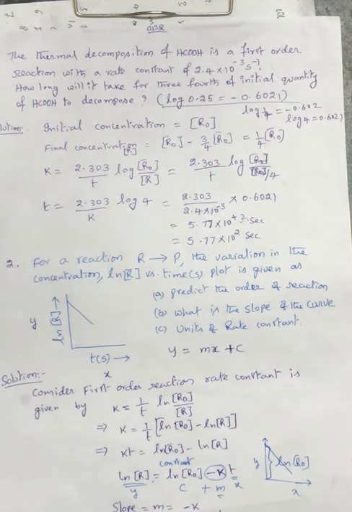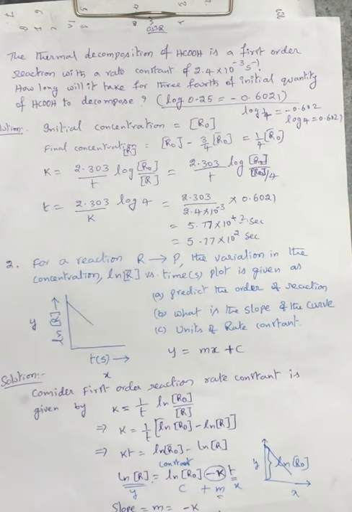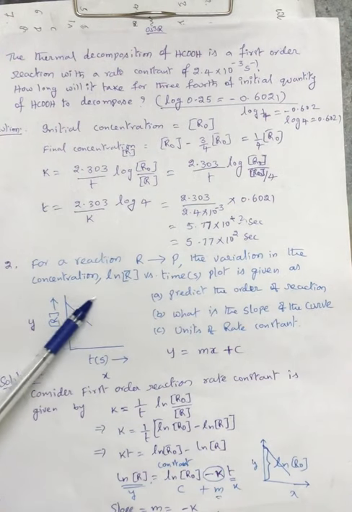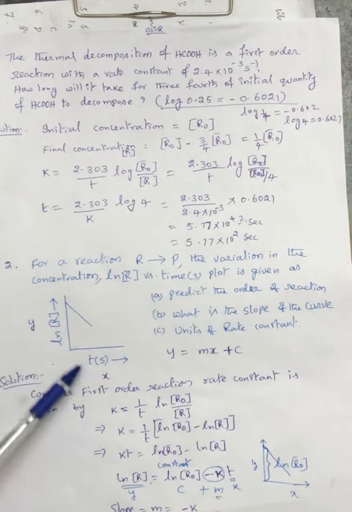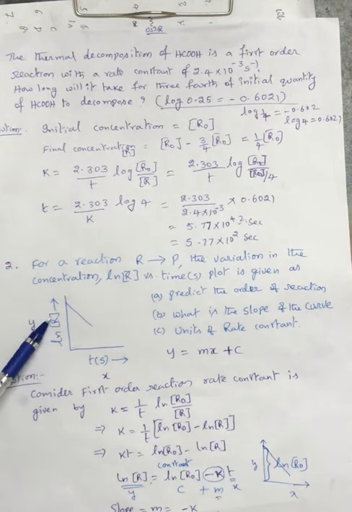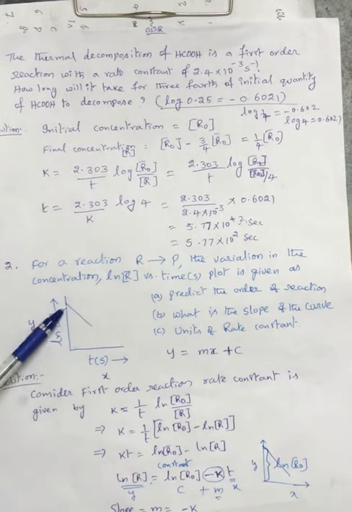It is very useful. Second question, if you can see, for a reaction R tends to P, the variation in the concentration, that is the natural logarithm of R versus time plot, was given here. This is ln of R, the concentration of R with logarithm, with time on the x-axis, and the line goes like this with a negative slope. If it goes like this, it is a positive slope.